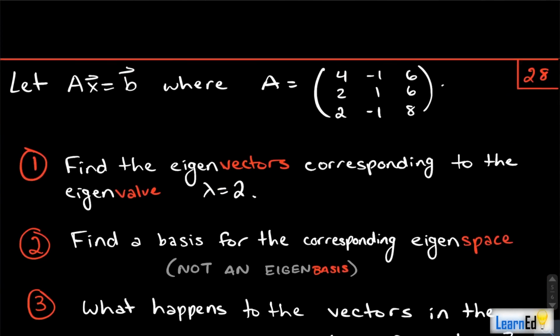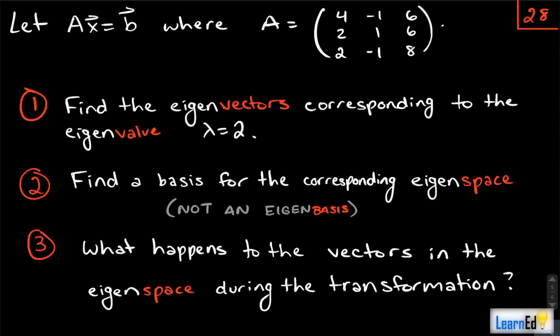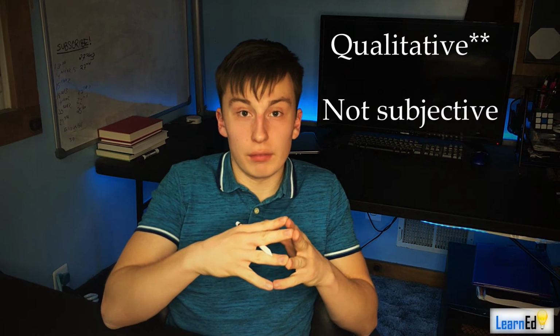All right, so moving on to problem 28. We are asked to let AX equal B, where A is a 3 by 3 matrix, and we want to find three things. We want to find the eigenvectors corresponding to the eigenvalue lambda equals 2. We want to find a basis for the corresponding eigenspace. This is not the same thing as an eigenbasis, by the way. And we want to see what happens to the vectors in the eigenspace during the linear transformation. The last question is kind of just subjective.